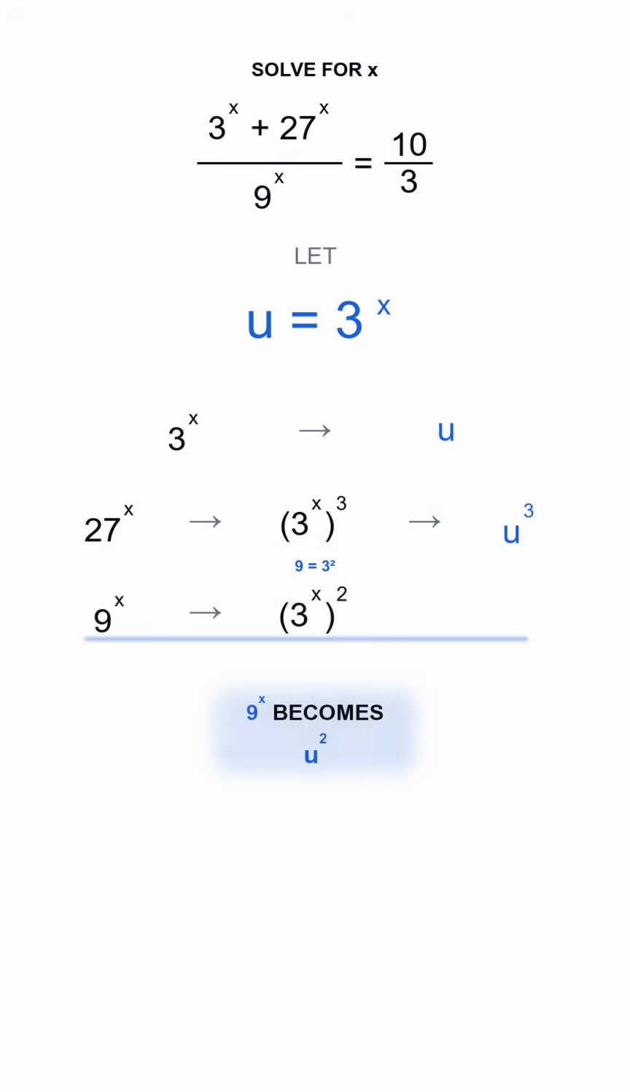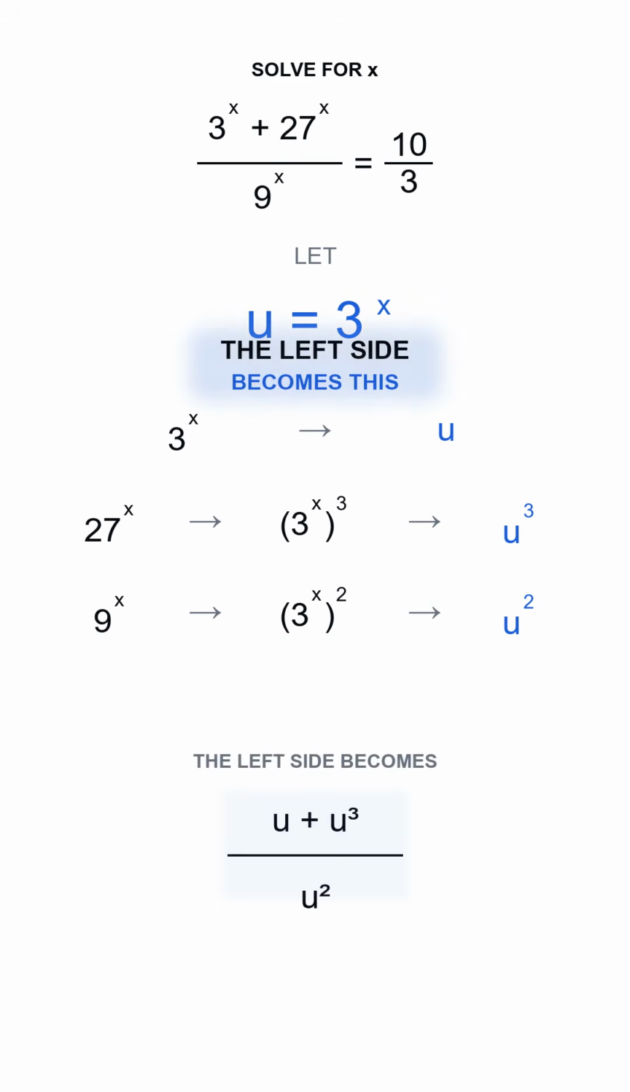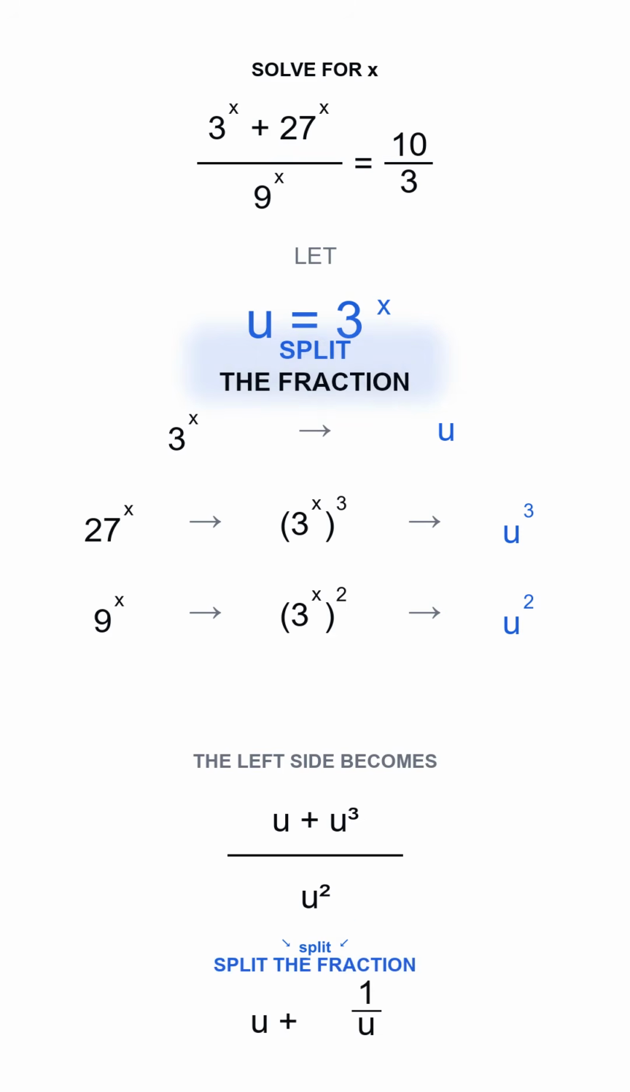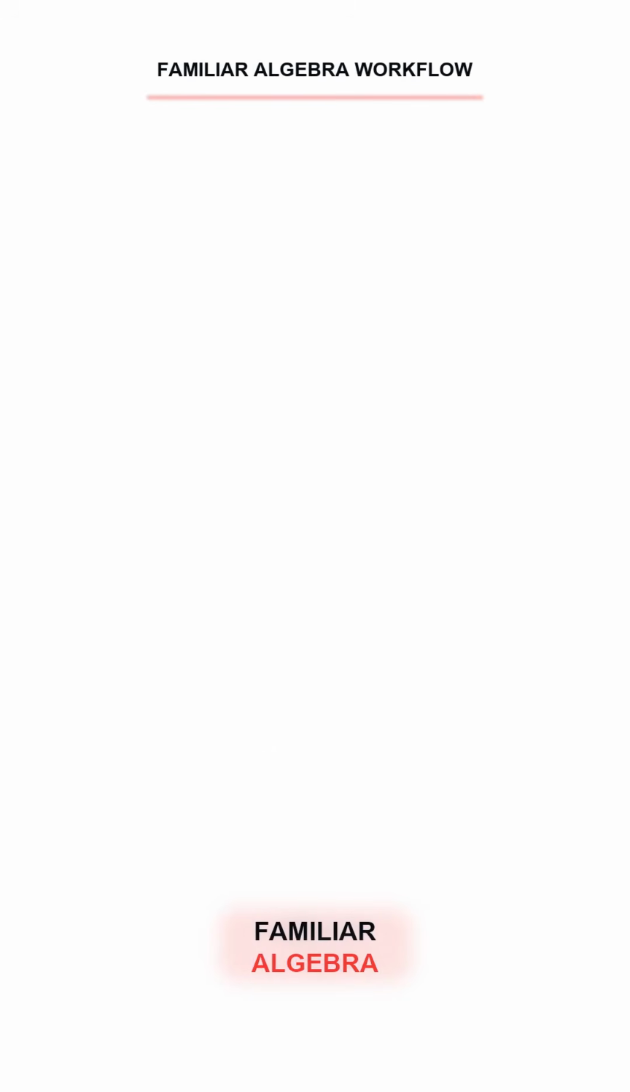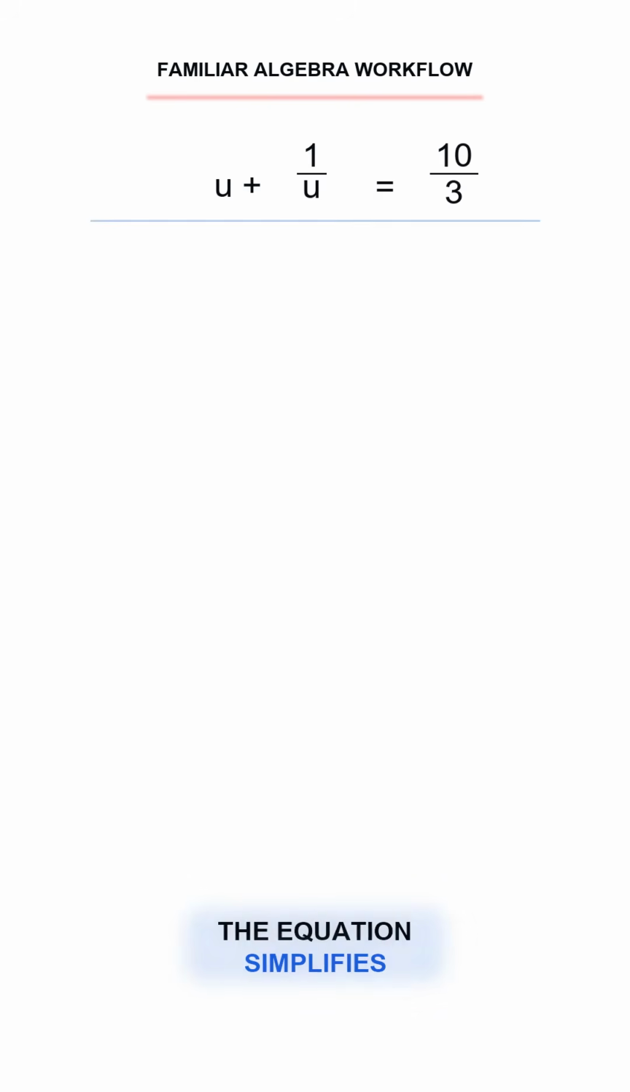And then 9 to the power of x is obviously going to be 3 to the power of 2x, therefore that is u to the power of 2. Then the whole left side just becomes u plus u to the power of 3 over u squared. Now, just for organization, we could split the fraction into u plus 1 over u. Now, check this out, because the left side just becomes a very familiar algebra workflow. It becomes u plus 1 over u, and this is equal to 10 over 3.